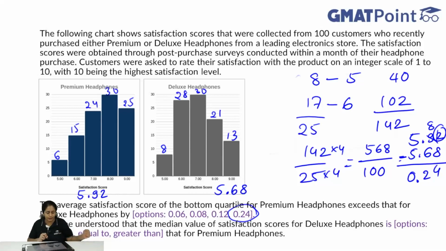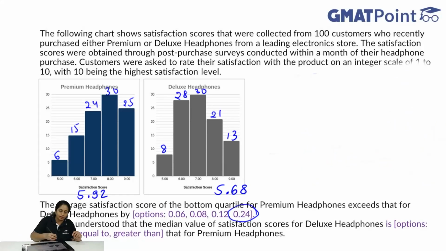Let's do the same for the next question. It can be understood that the median value of satisfaction scores for deluxe headphones is, so where would the median value be in this case? So let's remove all of this. So we want to find out the median value for the deluxe headphones and the premium headphones. The median value would be the average of the 50th and the 51st value.